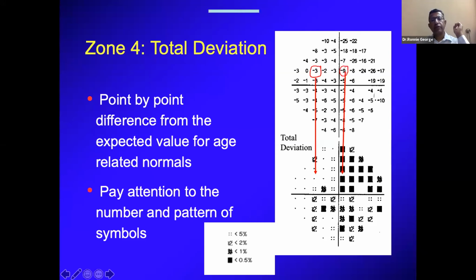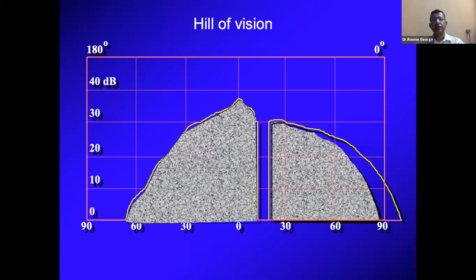So when you look at the hill of vision, this is just a representation of the hill of vision. So this is the actual hill of vision, and that is the threshold that is measured. This is your blind spot, and that's why you have a sort of well going all the way down. This is threshold on the scale.